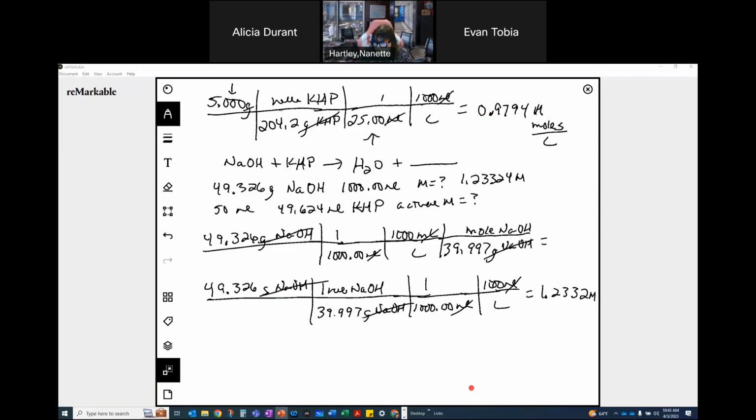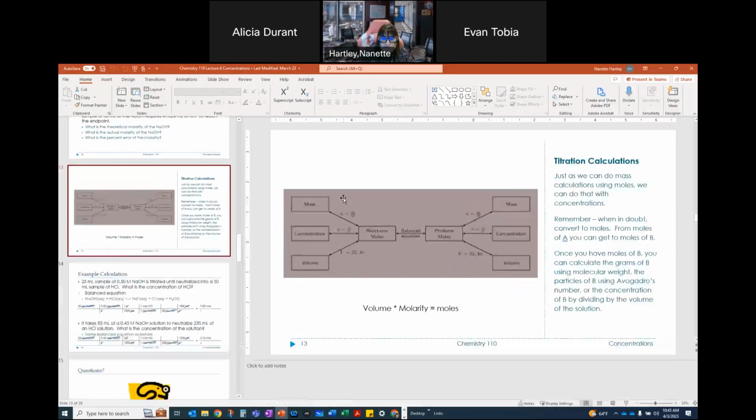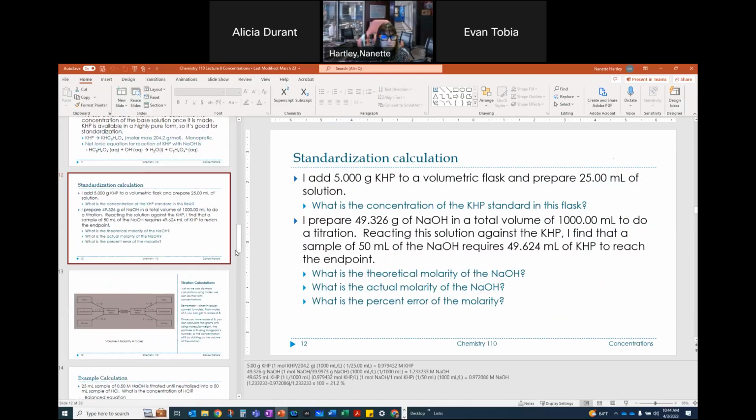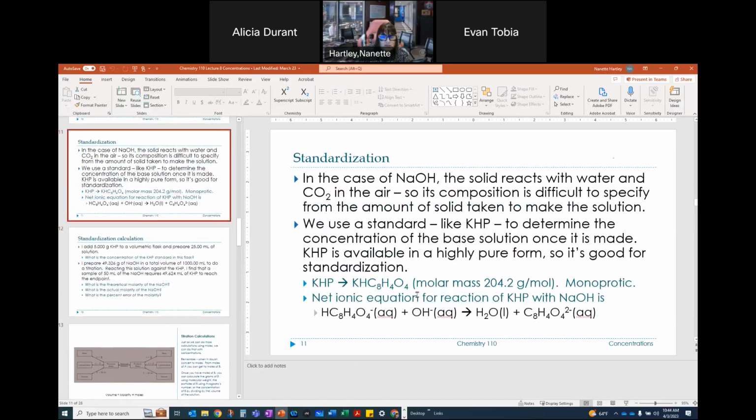So if you go back a couple of slides, it's number 13. It says titration calculations. Actually, let me share this. This one right here. So we have a concentration, and I know the volume of that. So if I multiply that concentration times the volume, that tells me how many moles. Okay, see, I missed this part. Okay. So remember that we have the reaction that we're looking at.